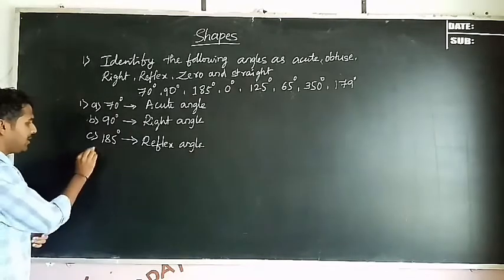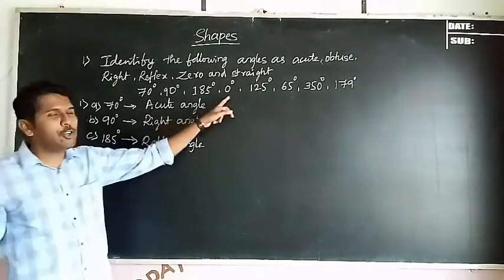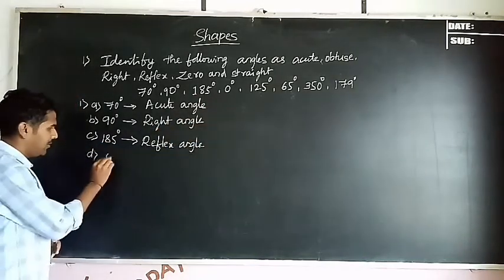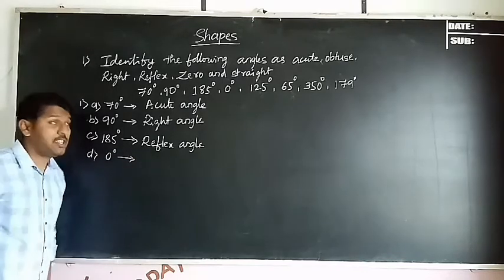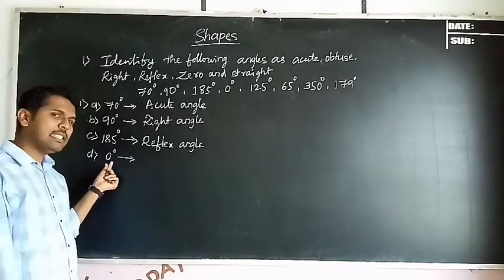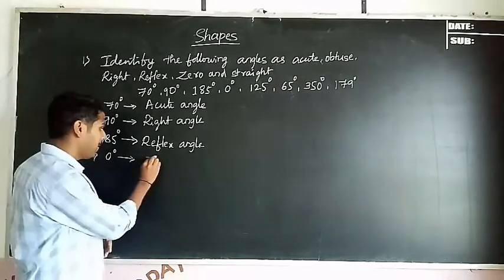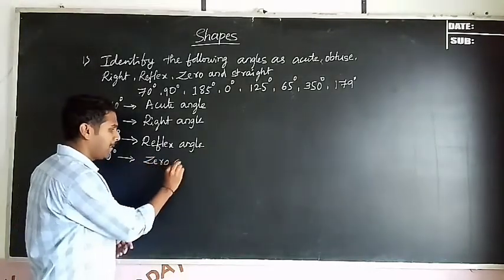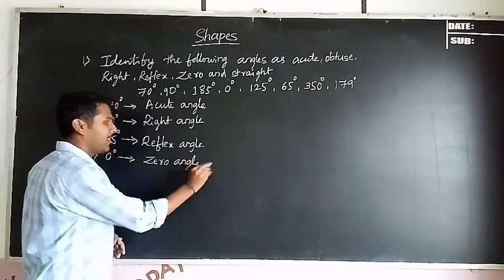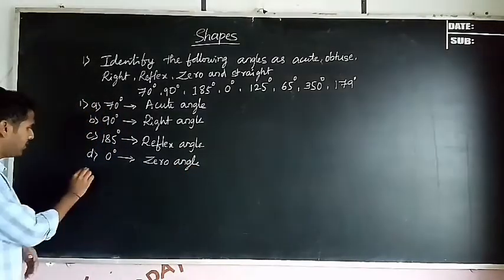So next, 0 degrees. First type of angle. 0 degrees, the name itself says it. 0 degrees means zero angle.